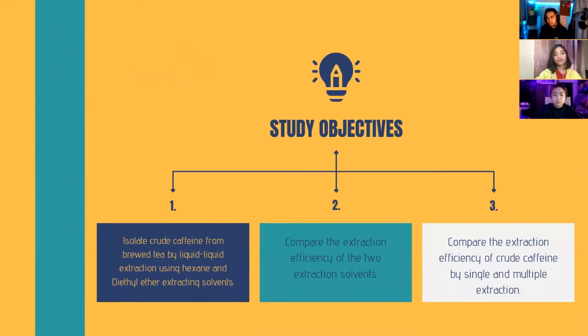For the objectives of the experiment, first is to isolate crude caffeine from brewed tea by liquid-liquid extraction using hexane and diethyl ether extracting solvents. Second is to compare the extraction efficiency of the two extraction solvents. And lastly, to compare the extraction efficiency of crude caffeine by single and multiple extraction.